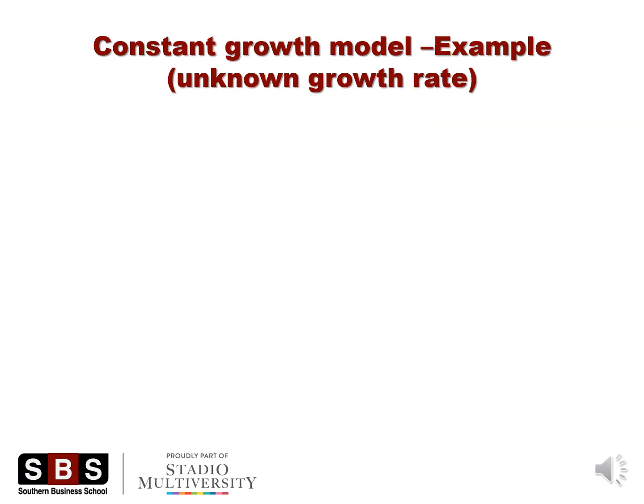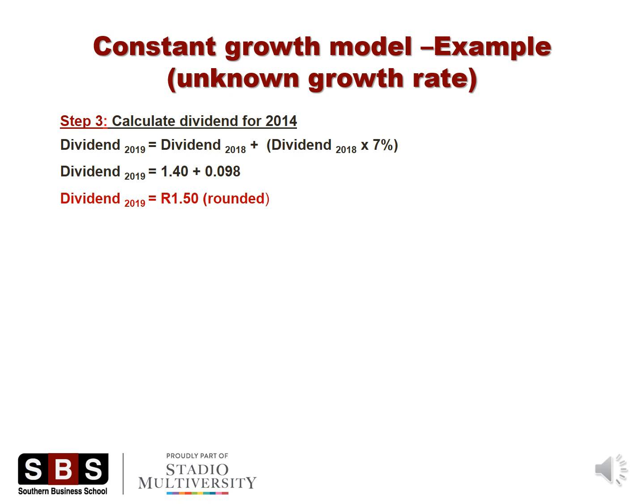Let us look at an example. We now have the unknown growth rate. In order to calculate the share price, we now need to adjust the dividend, which is applicable to 2018. And you will recall from the table that the dividend for 2018, which is the current dividend, is R1.40. You will also remember, or you should know, that in order to calculate the dividends, we need the next year's dividend. In other words, we need D1 because this is D0.